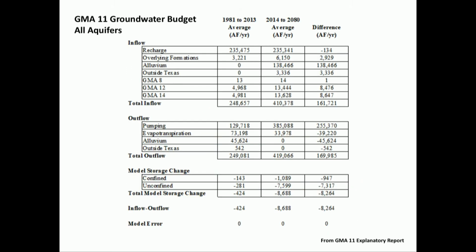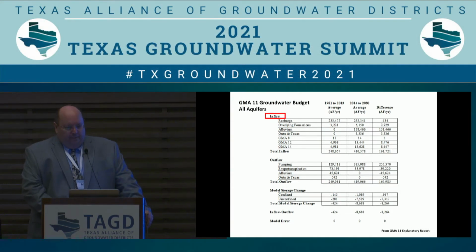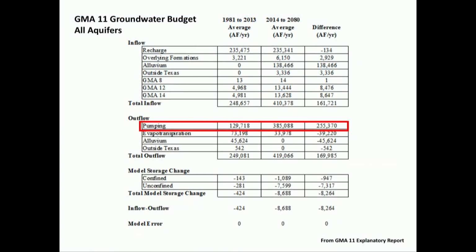So this all looks good in a cartoon form, but how do you deal with this quantitatively? Well, that's where you get into water budgets. So here's the water budget for all aquifers in GMA 11. And we look at the inflow components, the outflow components, the storage change, and we're looking at two different time periods, the calibrated model from 81 to 2013, and the simulated period from 14 to 80, and then we're going to calculate the differences between those two. So we can see from a pumping standpoint, we're going from that 130,000 to the 385. That's an increase of 255,000.